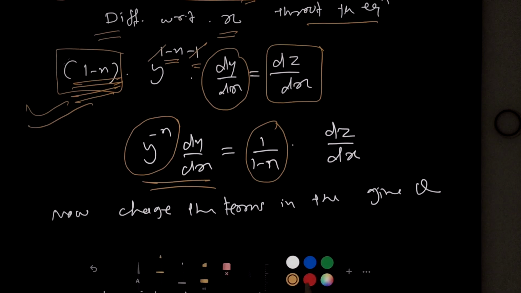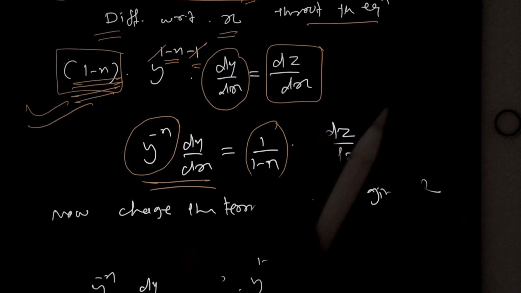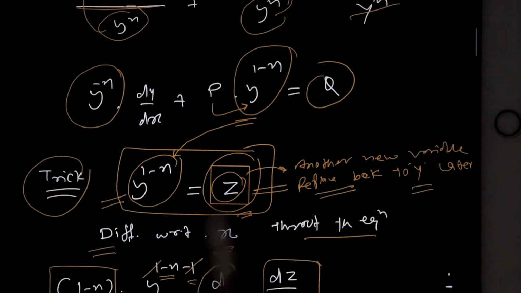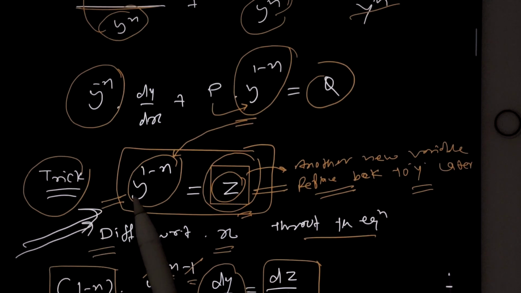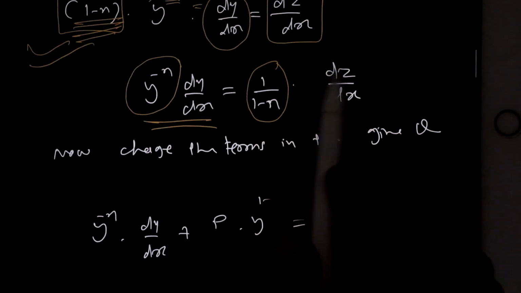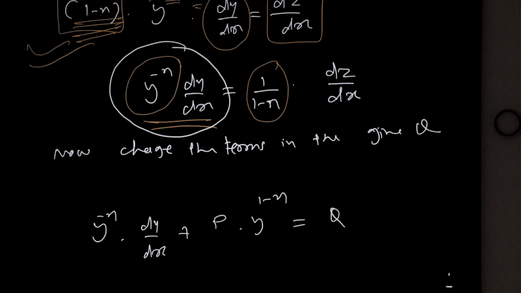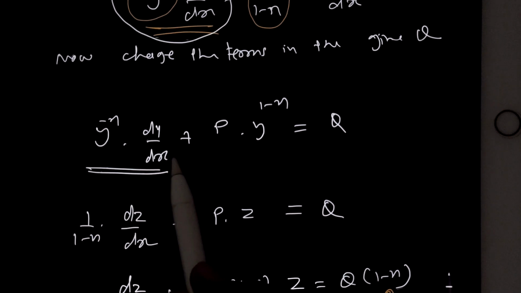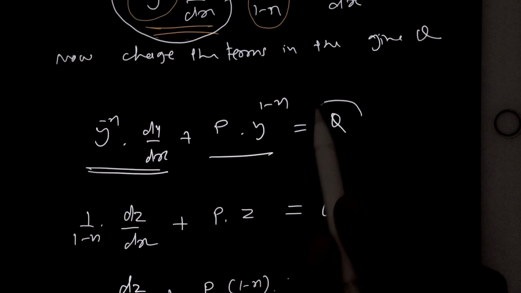Now we are ready to replace these values in the question. So this is the first thing you should put in the question: y^(1-n) is equal to z, and second, this differential part you substitute in the equation. So our equation was y^(-n) dy/dx + P y^(1-n) is equal to Q.